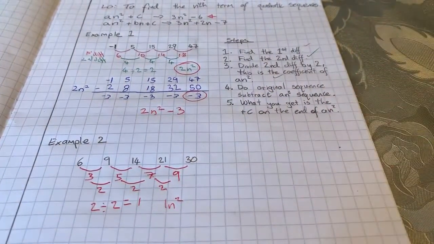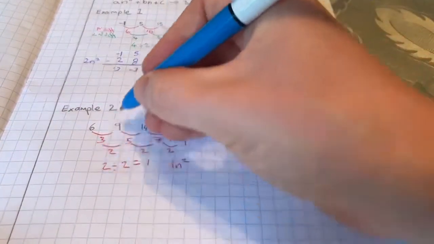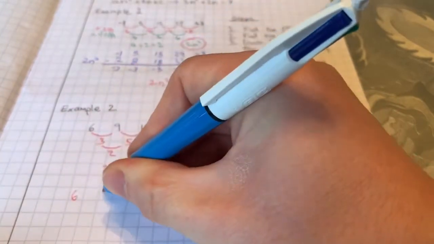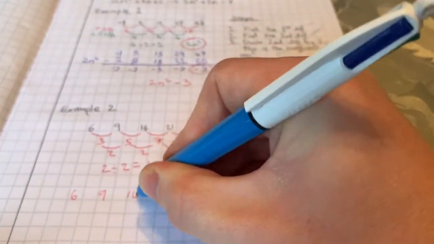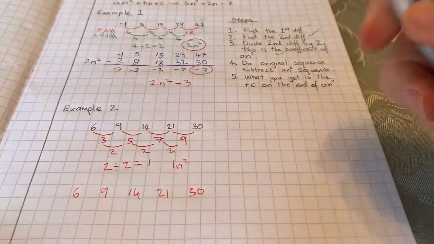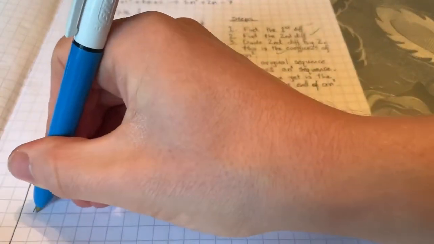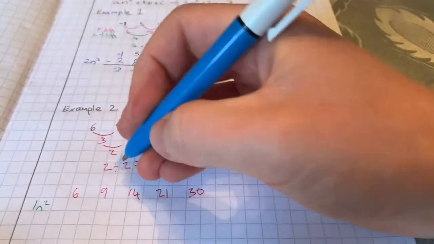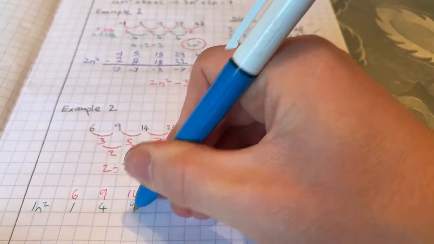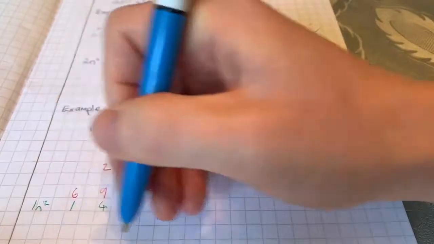We now do the original sequence: 6, 9, 14, 21, 30. And then we subtract the new sequence, 1n squared, which is nice and easy: 1, 4, 9, 16, 25. It's just our square numbers.